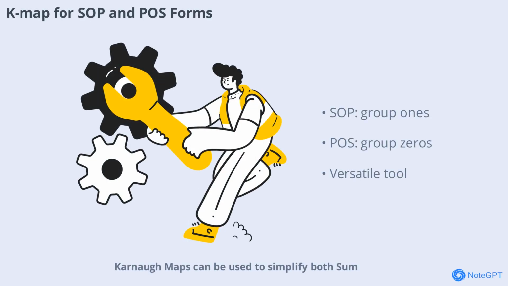Karnaugh maps can be used to simplify both sum of products (SOP) and product of sums (POS) forms. For SOP you group ones, for POS you group zeros. The process is similar, but the interpretation of groups changes. This flexibility makes K-maps a versatile tool for different types of logic simplification.